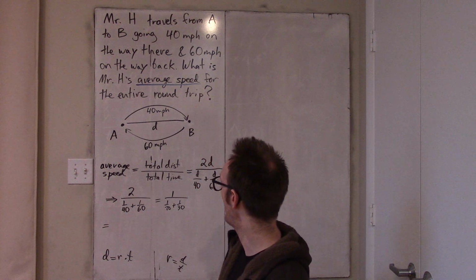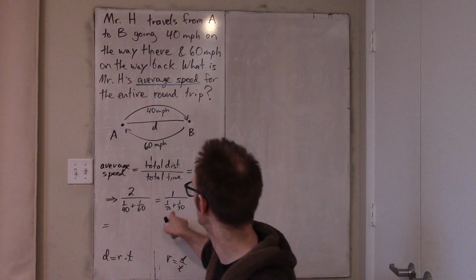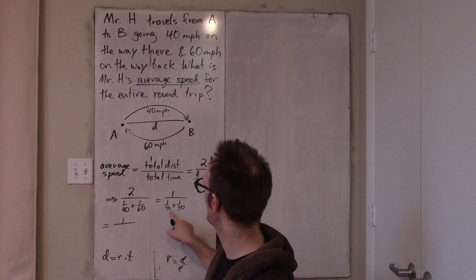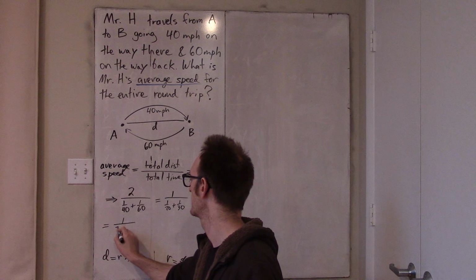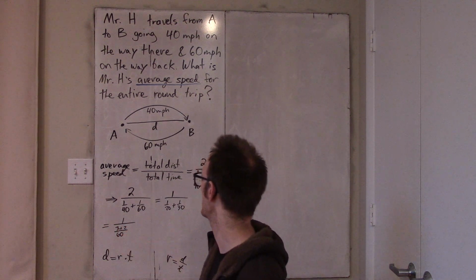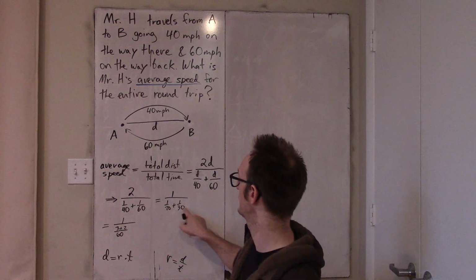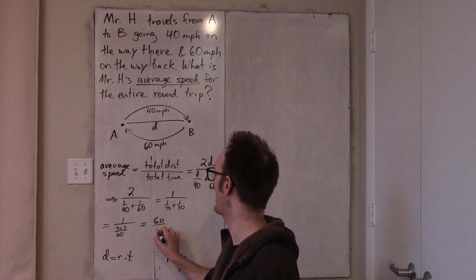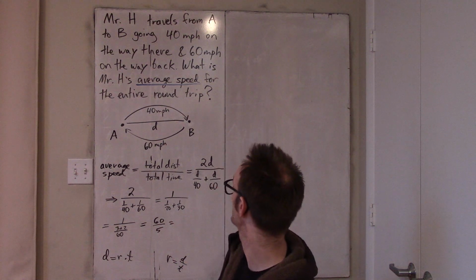And now what? I guess I want like 60 down. I think this is making this harder than it needs to be, but if I multiply this by 3 over 3, so I get 3 plus 2 over 60. I think I did that right. Multiply this one by 2 over 2 and this one by 3 over 3. So this is in fact just 60 over 5. So, something went wrong.